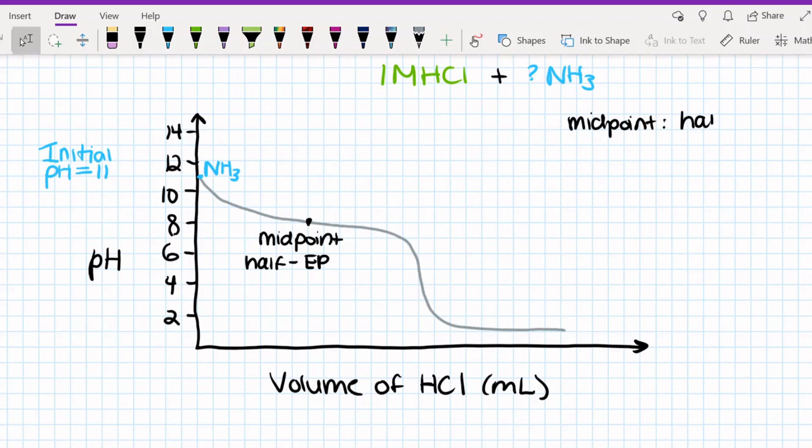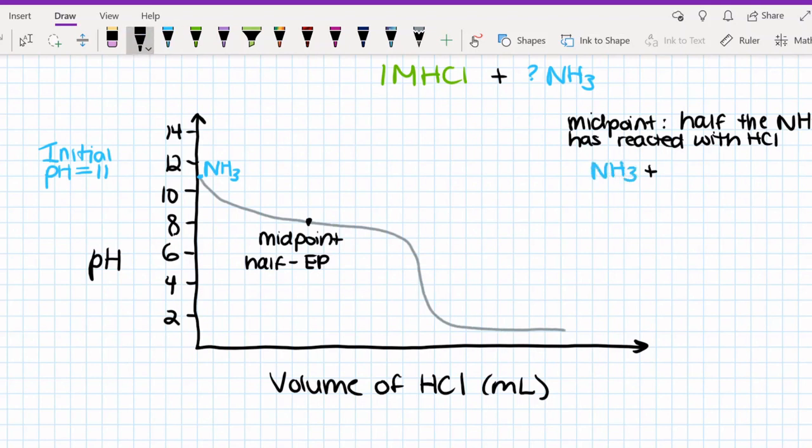At the midpoint, half the ammonia has reacted with hydrochloric acid. When hydrochloric acid reacts with ammonia, the ammonium ion is produced. Ammonium is a weak conjugate acid. If we make an ice table of this reaction, we can see that because half the ammonia reacts, the concentrations of ammonia and ammonium will be equal.